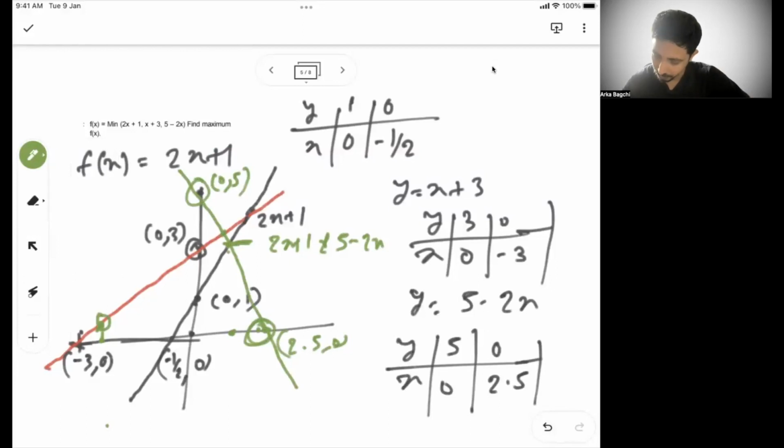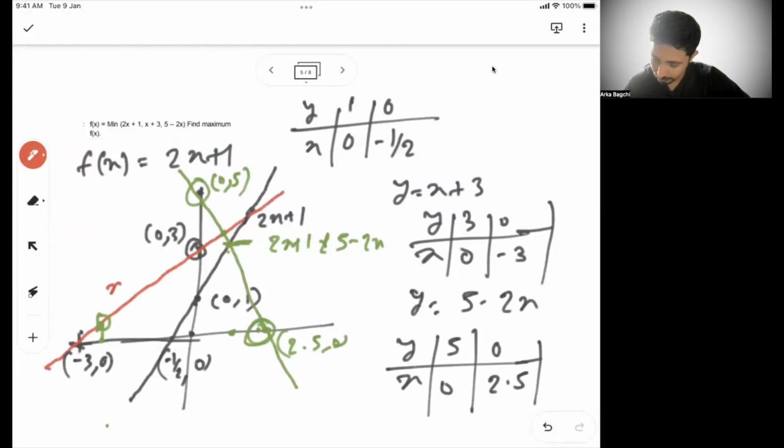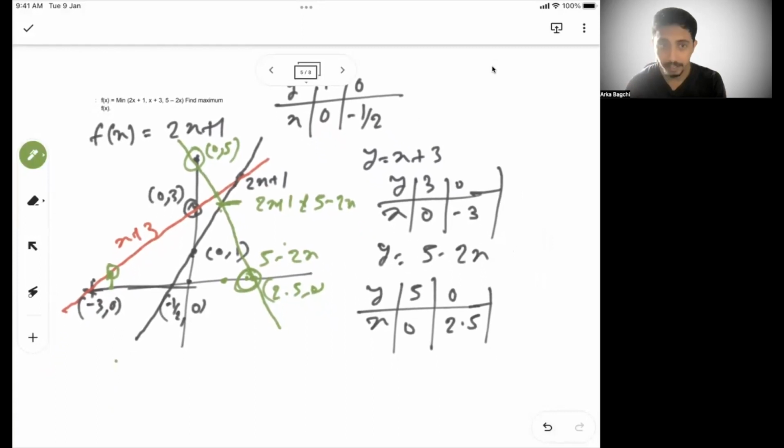So the red line denotes x plus 3 and the green line denotes 5 minus 2x. So from the previous one, I understood there are three intersection points, and somewhere in these three intersection points lies the minimum, right? So let's see what are the different intersection points we have.